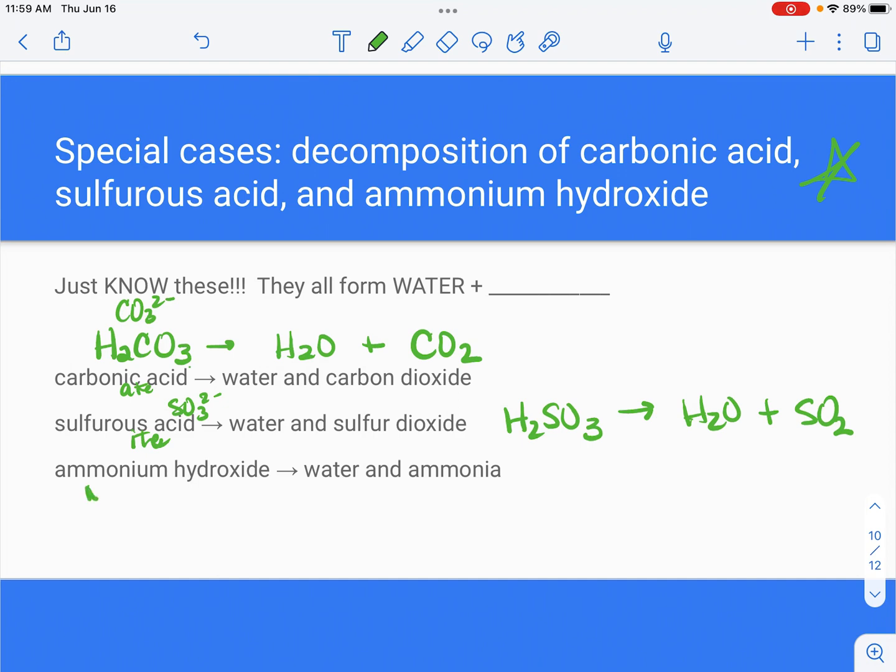Finally, ammonium hydroxide is NH4 1+ and OH 1-, so this is NH4OH. And it decomposes into water and ammonia. And if you don't know ammonia, you can tell by the balance of it. You can see that if I pull out 2 H's and an O, that leaves me with an N and 3 H's. And these are automatically balanced because everything goes into that second product.